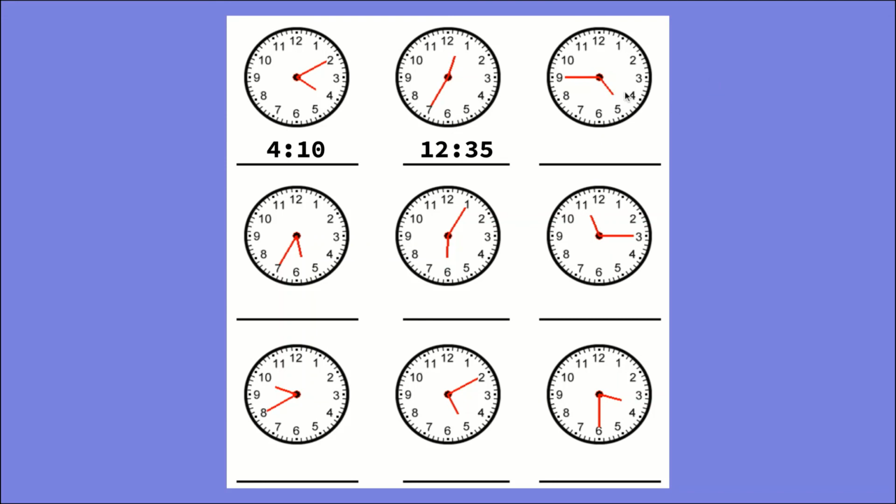Let's see. Here we have the hour hand is in between the 4 and the 5, but it's not quite on the 5, right? So we're going to go with the number that comes before, which is 4. And then my minute hand is on the 9, which tells me it is 4:45, a quarter till 5, right? All right, look at the next 6 clocks and figure out the time.